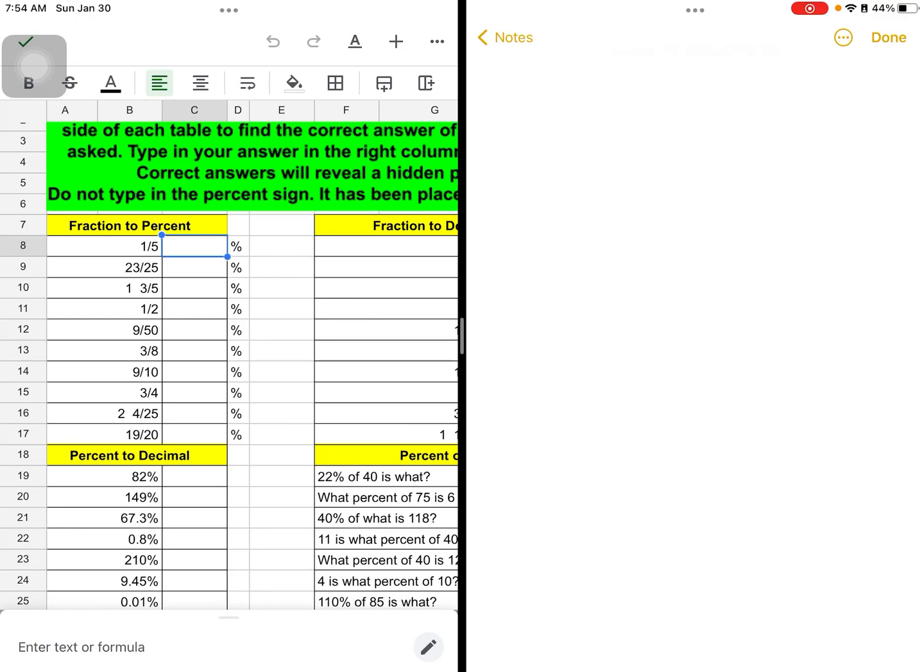So the first one asks you to convert a fraction to a percent. Remember that a fraction bar means to divide. So if I were going to take 1/5 and change it into a percent, I would take 1 divided by 5, and that's going to give me the decimal form of it. And then I would simply multiply it by 100 in order to get the percent. So that would work out to be 20%.